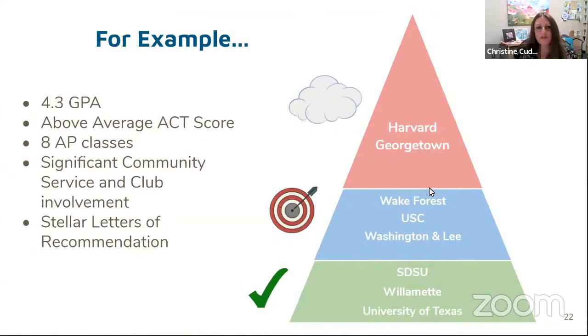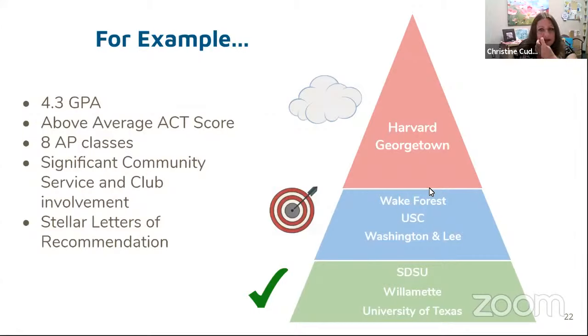So here's just another example. The student has a 4.3 GPA, above average test scores. They've taken a number of AP classes, been involved in a lot of clubs, and done some community service. They've got excellent letters of recommendation. So we've got 1 to 2 reach schools up there, Harvard and Georgetown. These were the schools the student dreamed of going to. They would love to get in there, and maybe they do. Maybe they have a good chance and get accepted, and that's awesome. Schools in their target range: Wake Forest, USC, Washington and Lee, awesome schools.